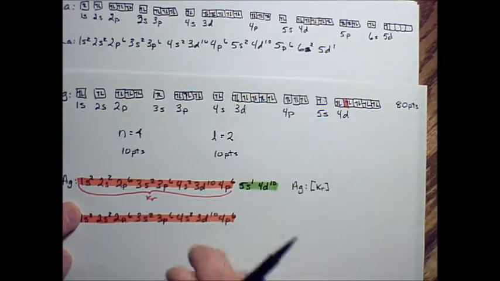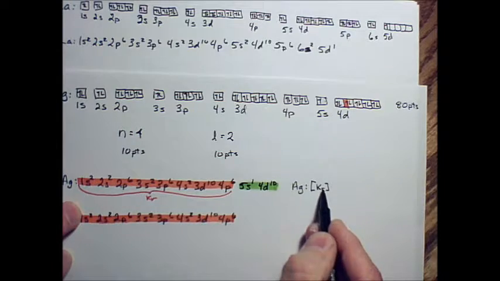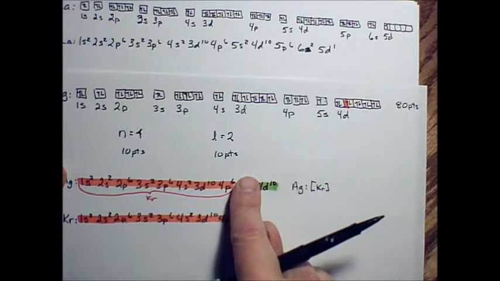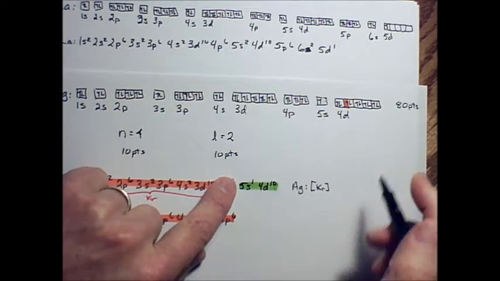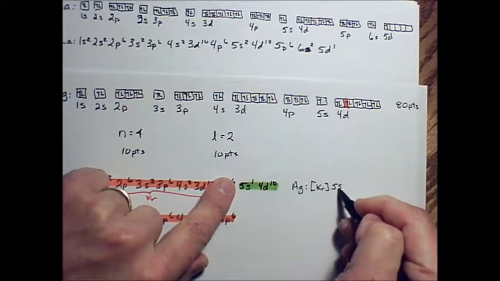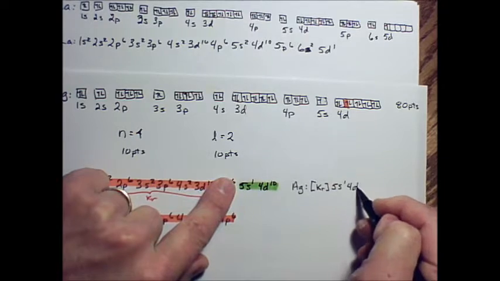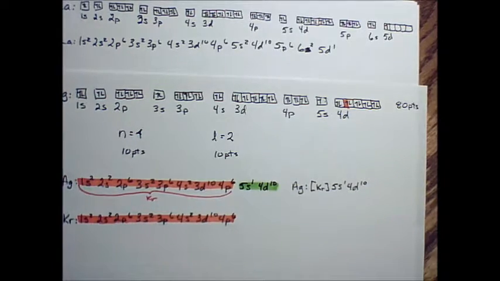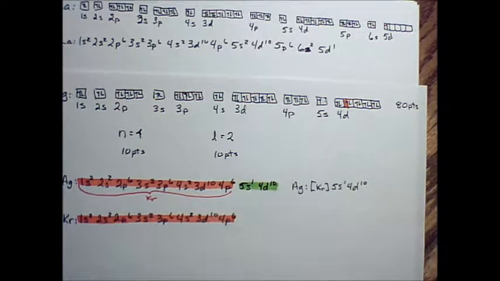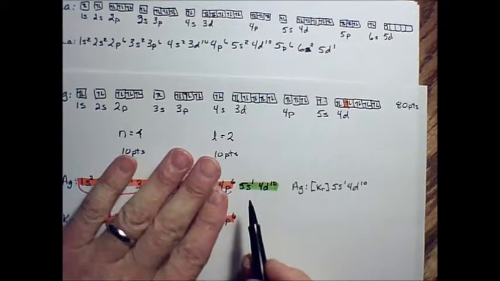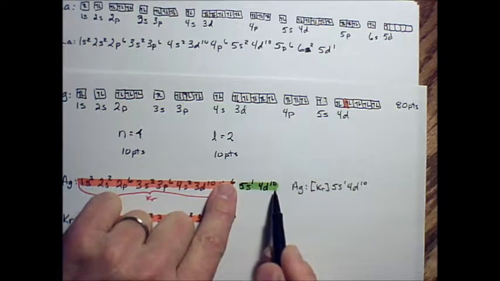You have to tell me what you're building on top of. By writing that there, we're saying that we're including all of krypton's electron configuration. But then on top of that, we're going to write 5s1 and 4d10. And that's a shorter version, a shorthand version or a noble gas configuration. All of the action takes place in bonding from here up.